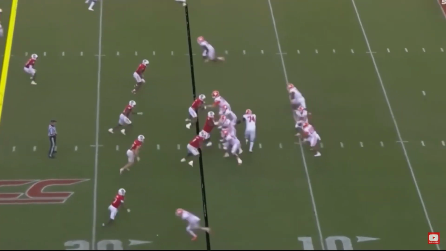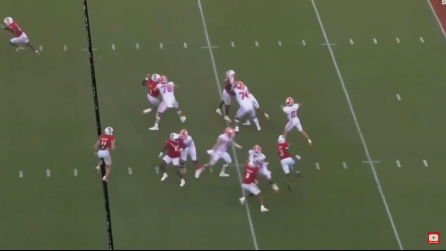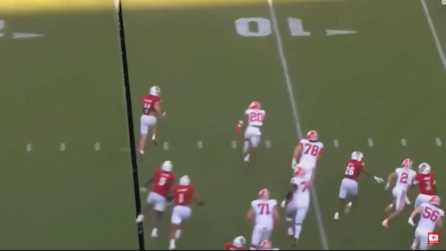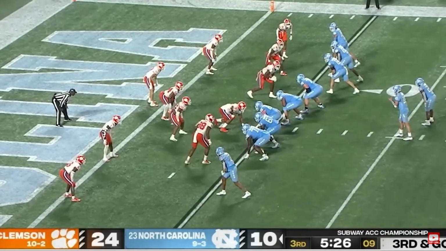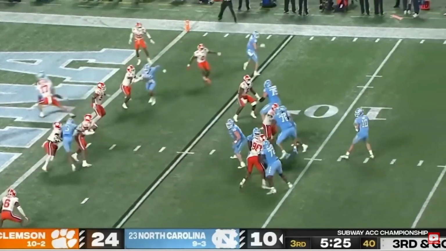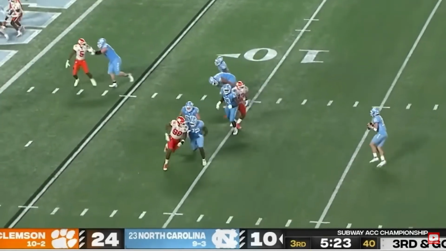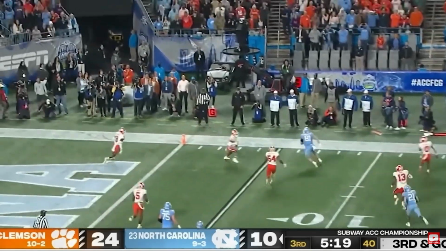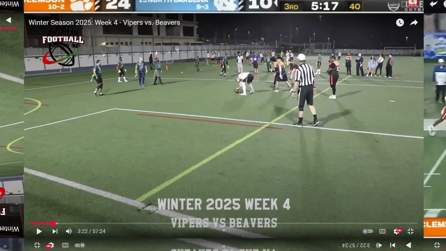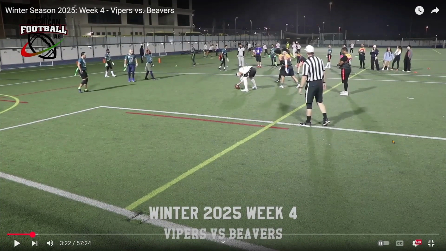Welcome back, everyone. This is another installment of our Stop Throwing Interceptions series, where we break down decision-making from a quarterback's perspective. The goal here is simple: understanding why turnovers happen and how to avoid them. Every interception tells a story, and by analyzing these plays, we can refine our approach and improve efficiency in the passing game. Alright, let's jump into a game from Week 4 featuring the Vipers and the Beavers.